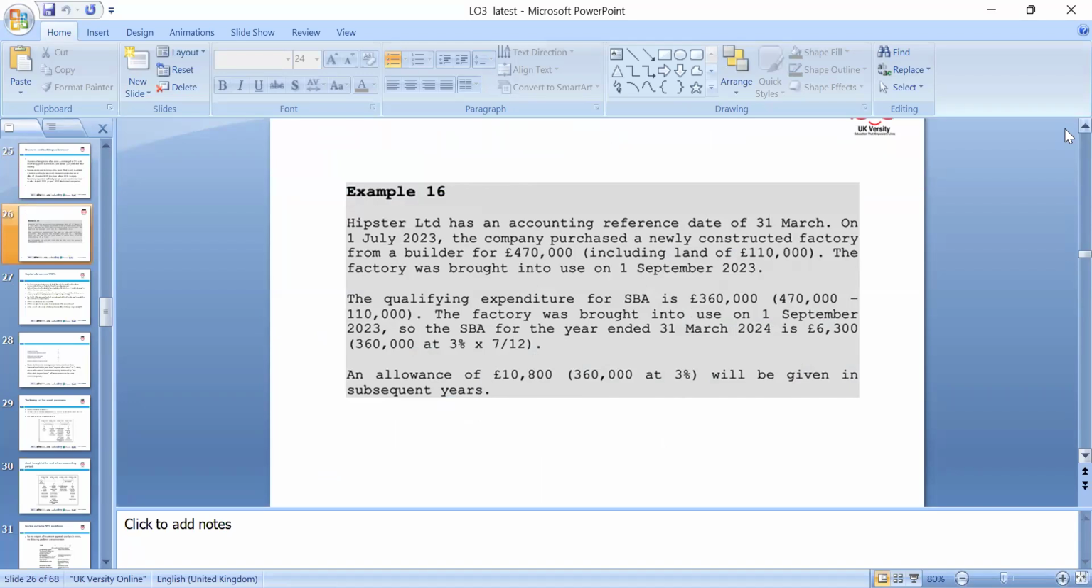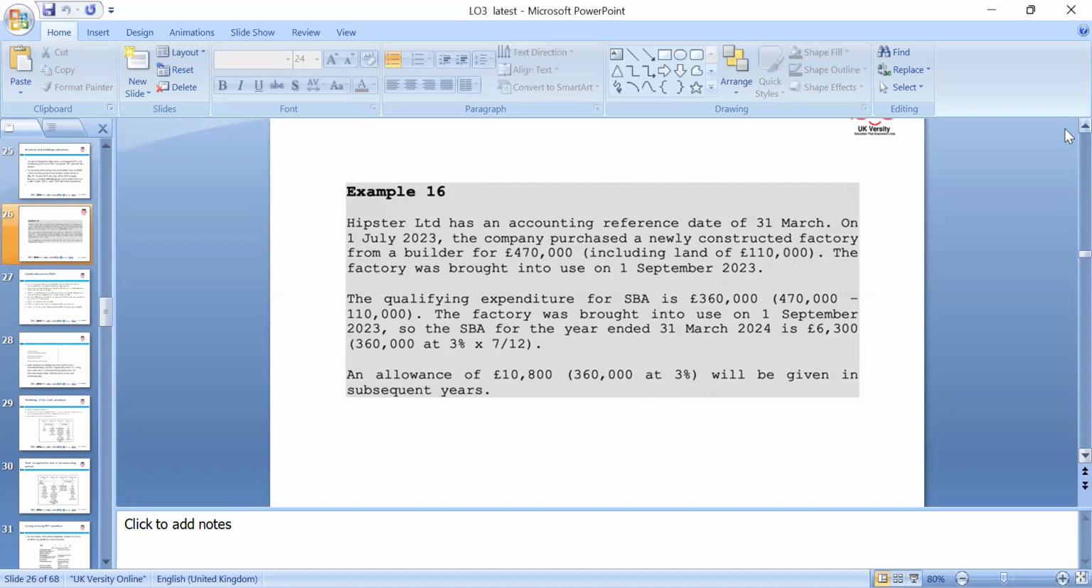Here is the little scenario I included. The company purchased a newly constructed factory from the builders for 470,000, including the land of 110,000. The factory was brought into use on 1st September. The qualifying expenditure for structural buildings allowance is 360,000, and the factory was brought into use on 1st September. So for the year ended 31st March, the allowance is 6,300, which is 3% of the 360,000, and because of how many months we kept it, we have to apportion it.